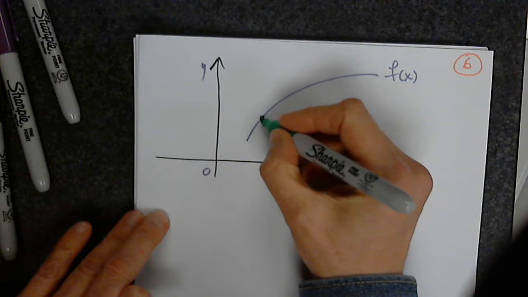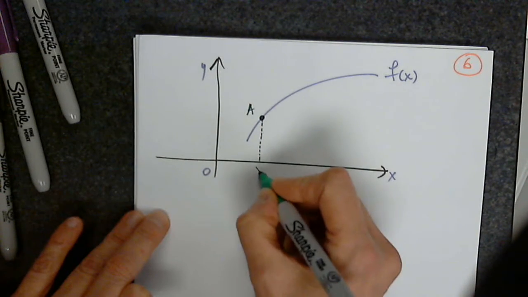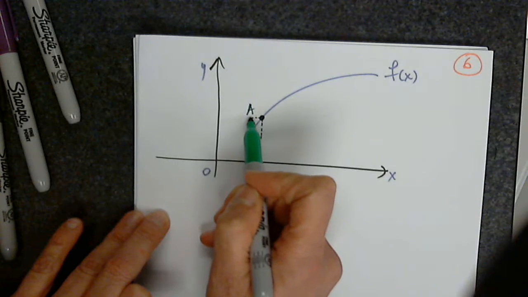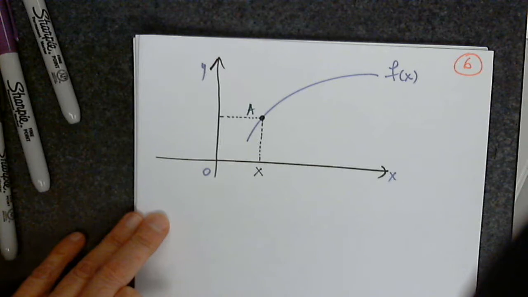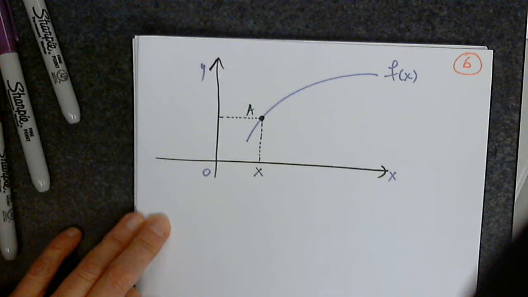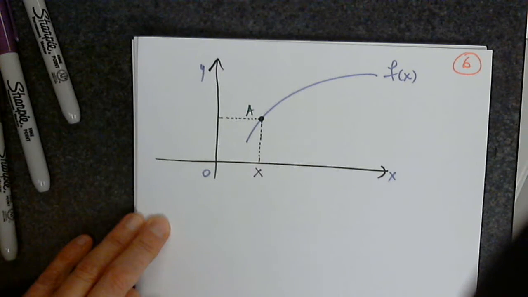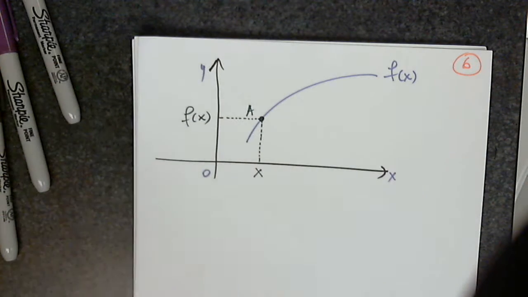And this is a point. I'm going to call it A, and I'm going to say that the x coordinate is x, and you'll tell me the y coordinate. There is no thinking required. The y coordinate is y, and there is another way of writing y: f of x. Awesome.